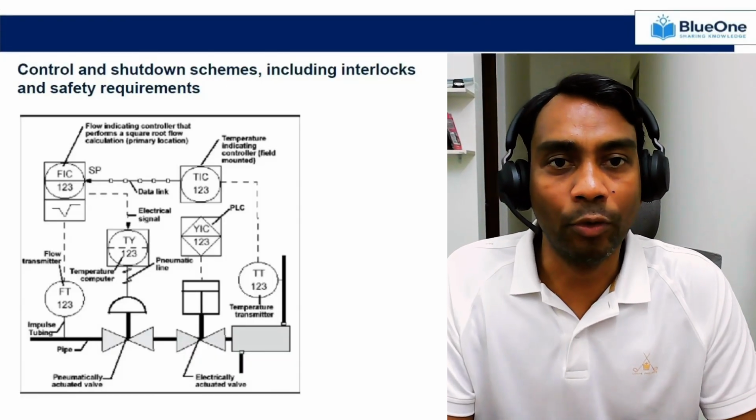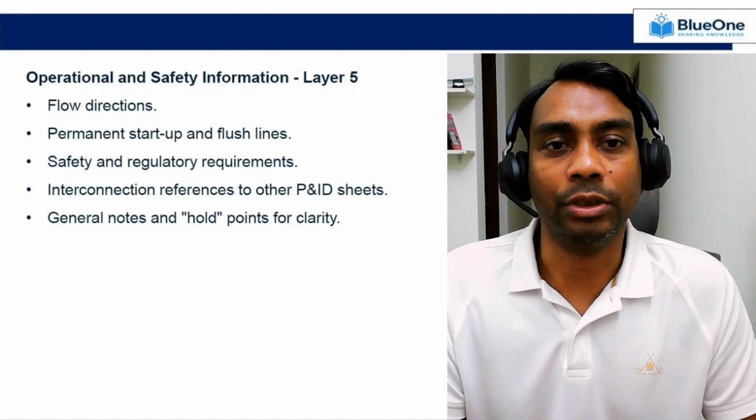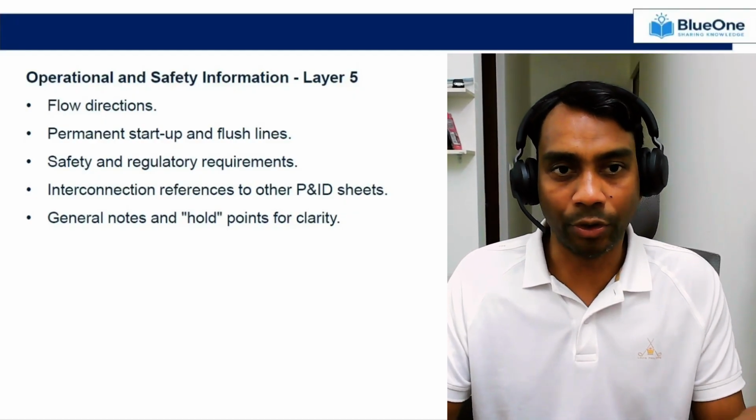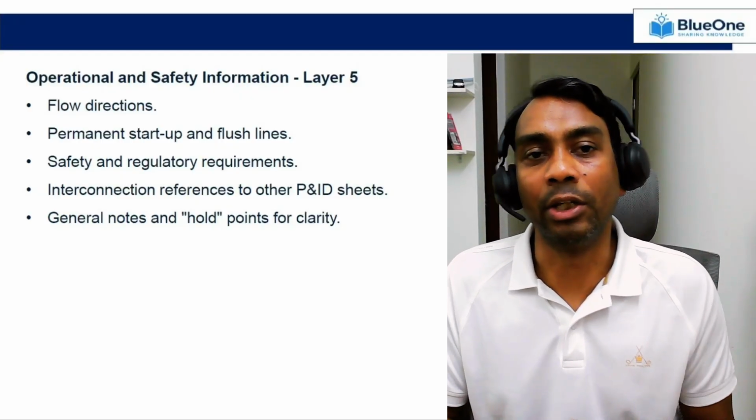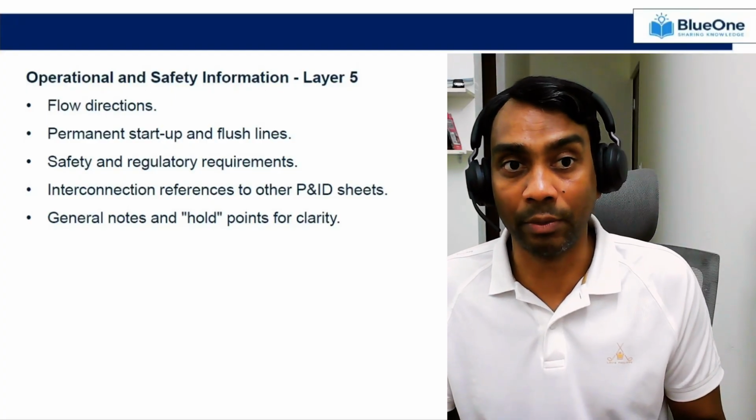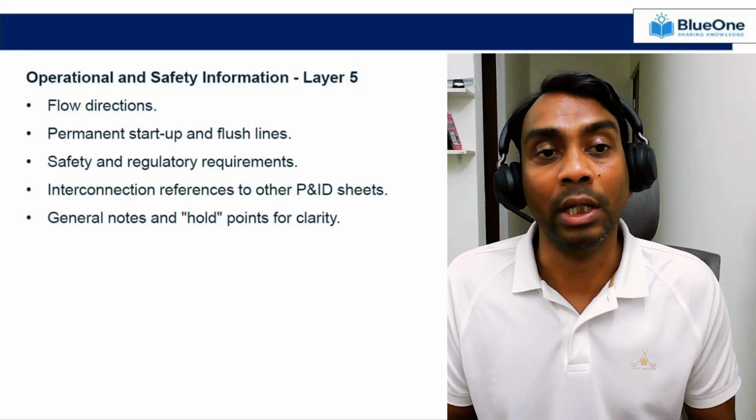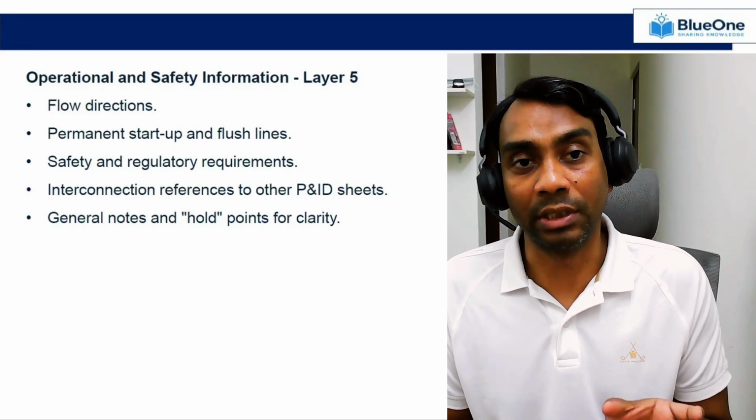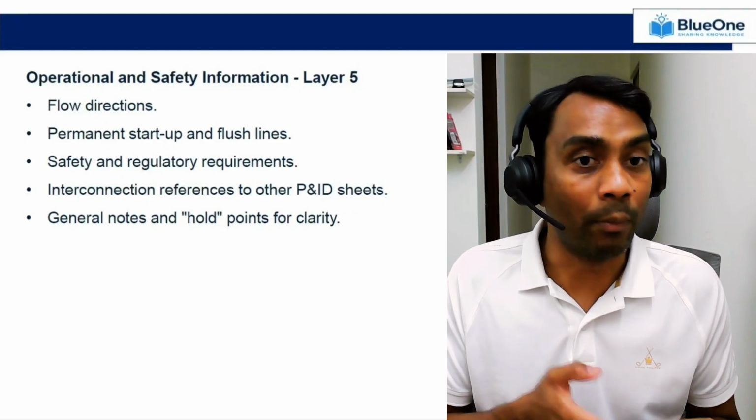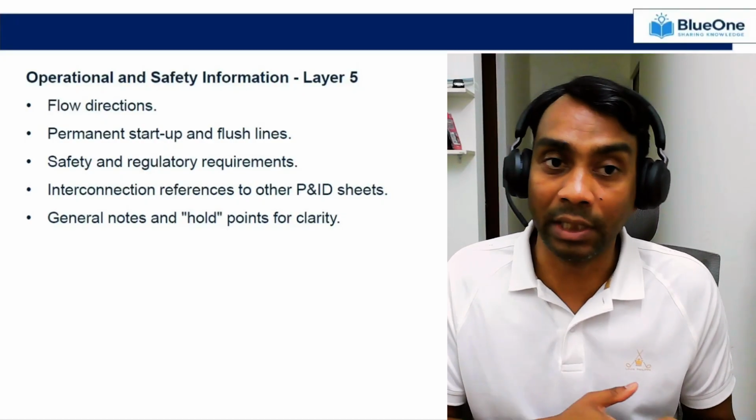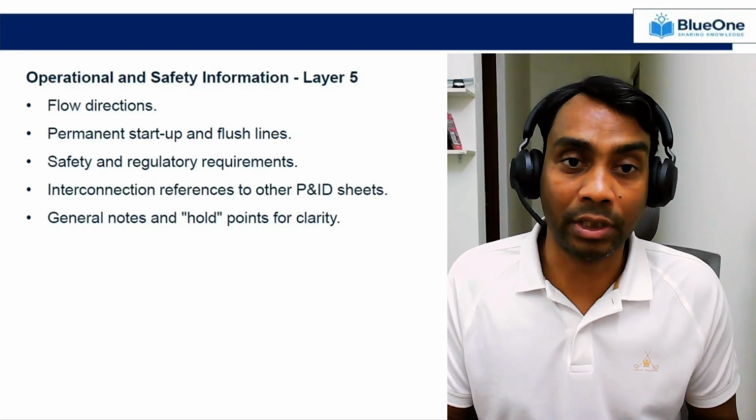Now, moving to layer number 5. The layer number 5 is very important because this won't be very visible on your main sheet, but if you go to the left side section of the P&ID, you will find a lot of additional information, and on the piping also there will be a lot of information. So for example, it will help you with the operational and safety information. For example, flow direction of your media or service, a permanent startup and flush line, the safety and regulatory requirements, if any, associated with that particular process, and interconnection references to other P&IDs.